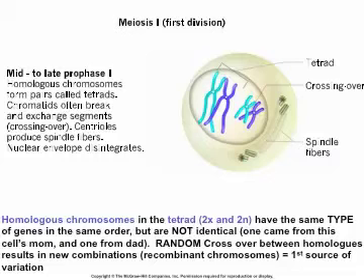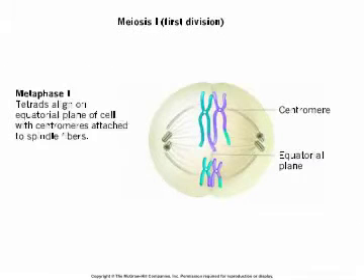So we're still in mid to late prophase 1 of meiosis 1. Now in metaphase 1, you can see that the homologous chromosomes of the tetrad line up on the metaphase plate. So you can see mom on one side and pop on the other.